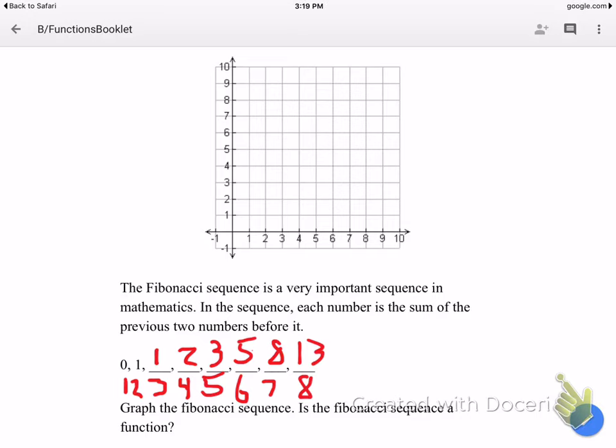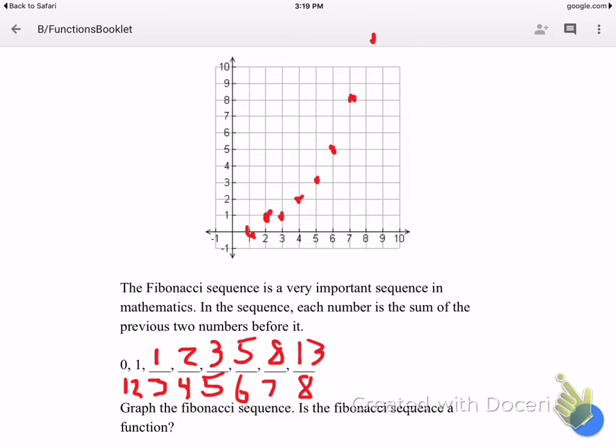So we have our first term at 0. Our second term is at 1. Our third term is at 1. Our fourth term is at 2. Our fifth term is at 3. Our sixth term is at 5. Our seventh term is up here at 8. And then our 8th term isn't even on here. It's going to be up here somewhere at 13.